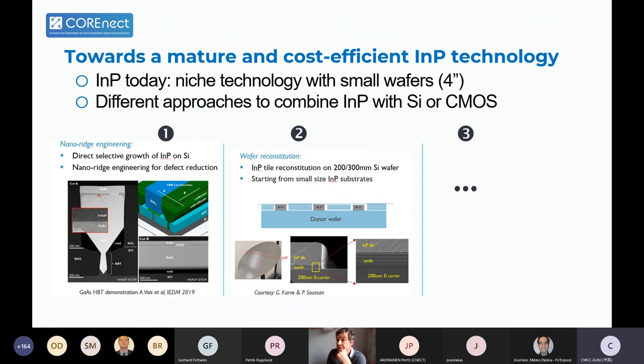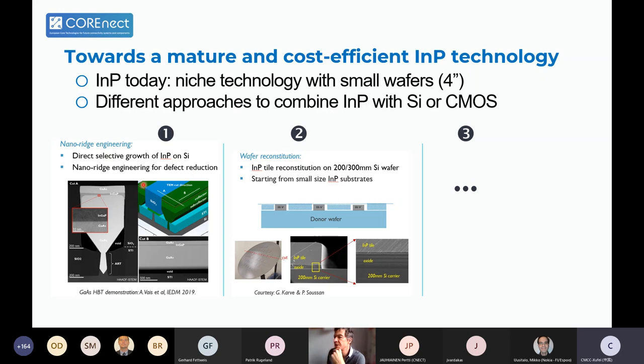Talking about indium phosphide, what is indium phosphide? Well, today, this is a niche technology, and it comes with very small, brittle wafers. And how can we boost such technology up with several orders of magnitude to a scale that can meet the future demands for 6G? Well, several R&D centers, we at IMEC, we are doing research, but at LETI and several places in Europe also, we're doing research to bring this indium phosphide technology to large 300 millimeter silicon wafers.